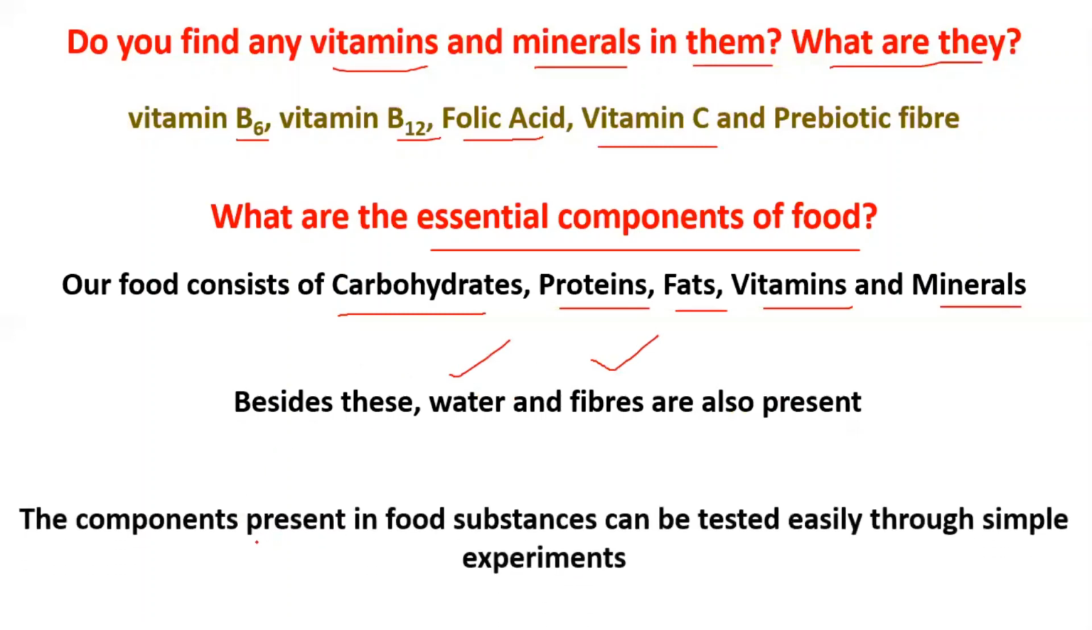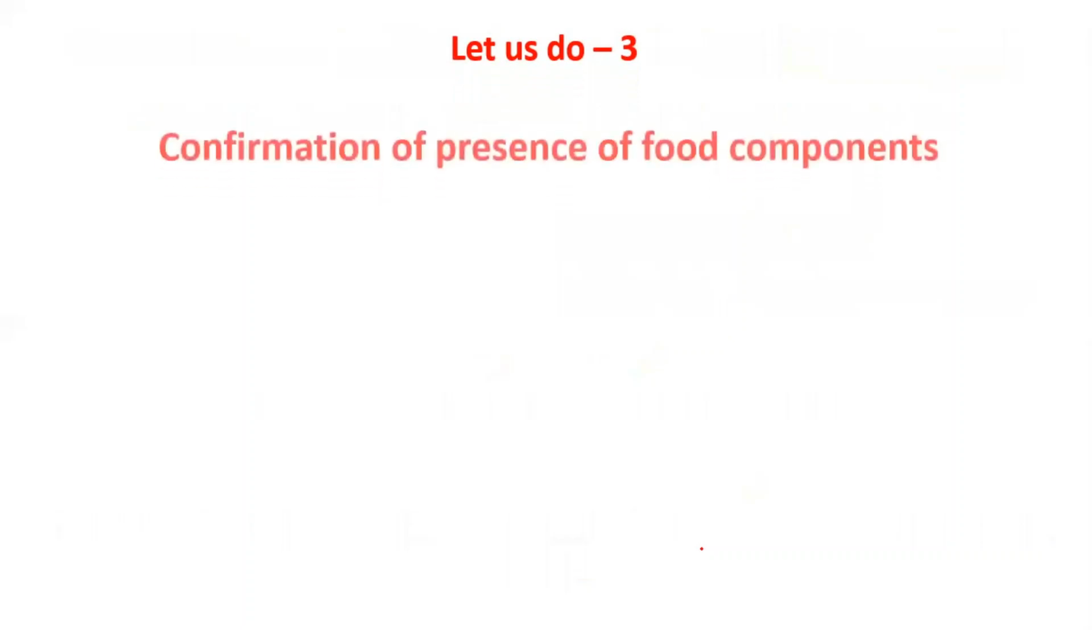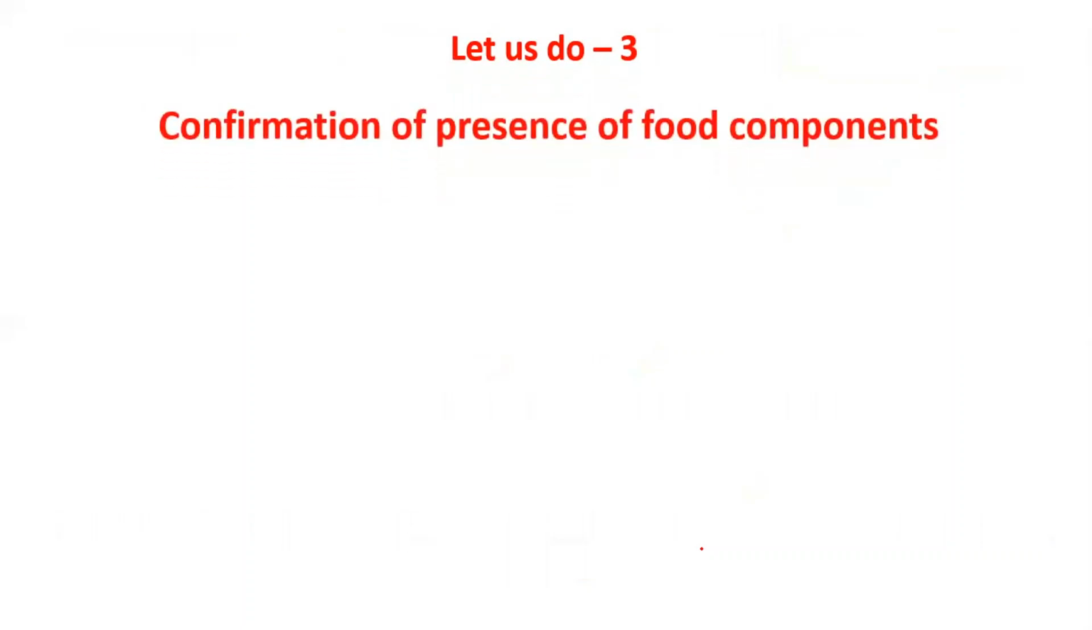The components present in food substances can be tested easily through simple experiments. So we can find what components are present in the food substances that we are eating daily. That can be tested by doing some simple experiments. In this, we will be discussing the confirmation of the presence of food components.